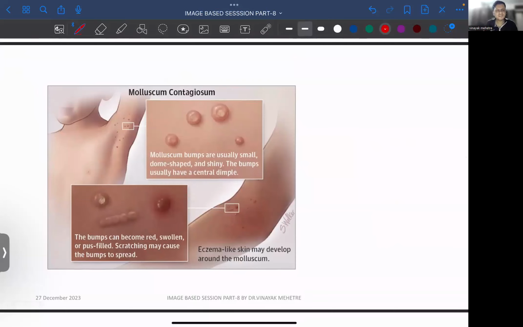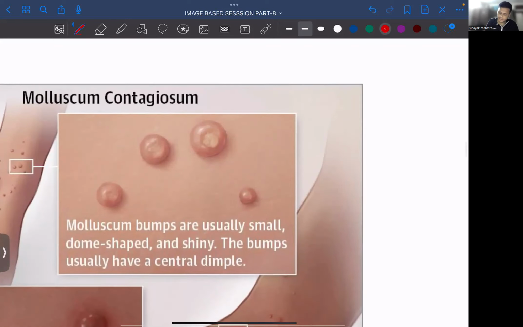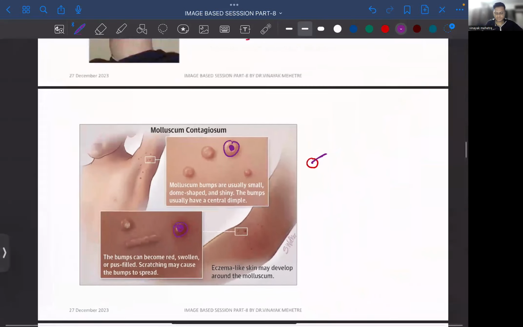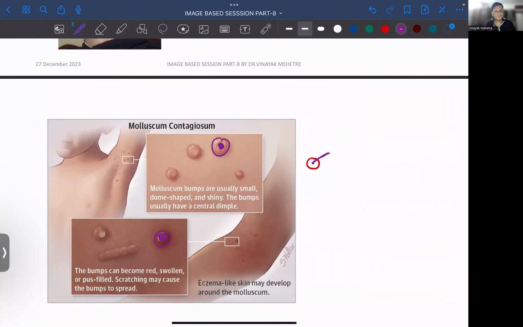A lesion with central umbilication. Okay, एक lesion होगा and there will be in the center umbilication, है ना? ऐसा लगेगा कि umbilical cord बाहर आ रहा है, right? Lesion with central umbilication will be seen in molluscum contagiosum. ठीक है, molluscum contagiosum.